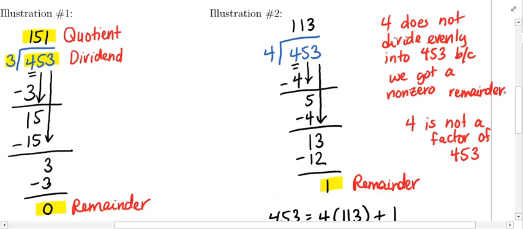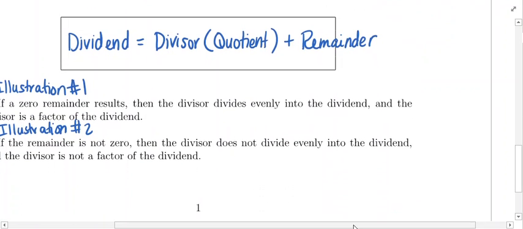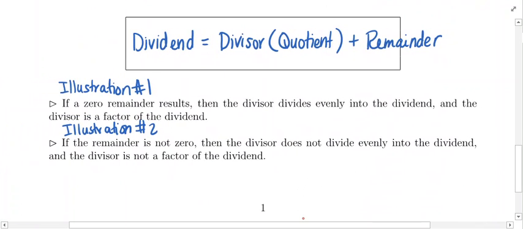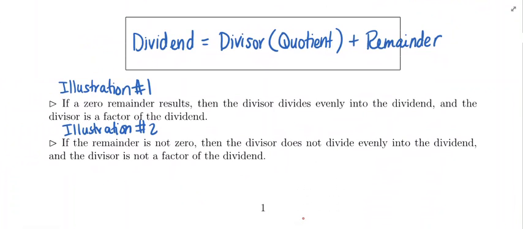So these are really important statements at the bottom. You need to know them. You will see this exhibited when we start dividing polynomials, and it will be very helpful in factoring our polynomials.